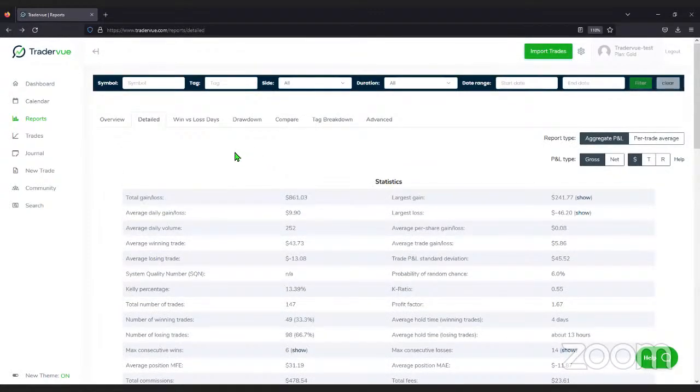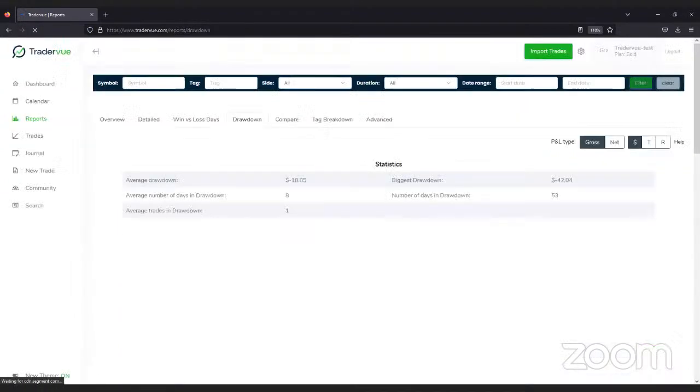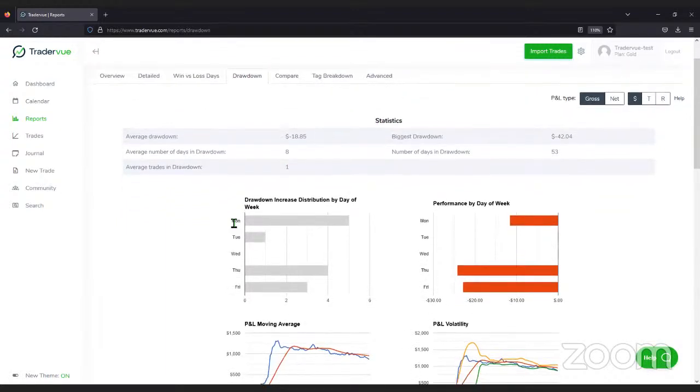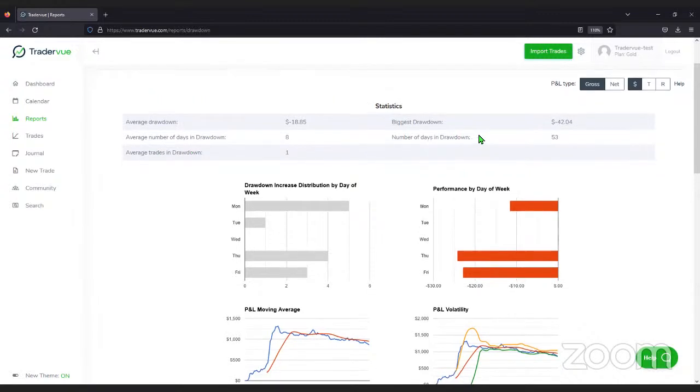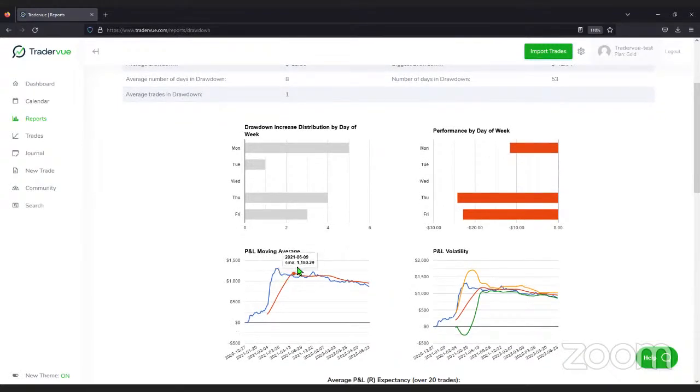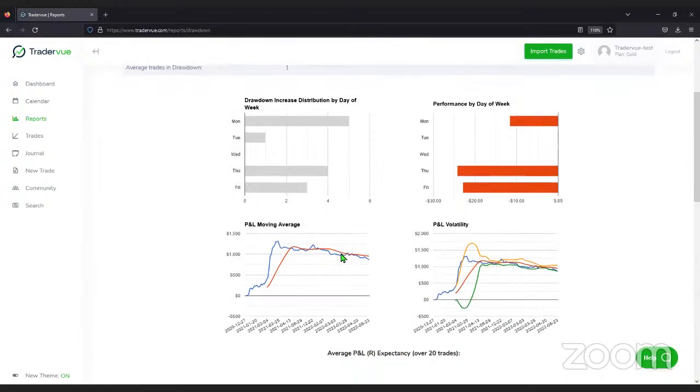So with that being said, let's move into the drawdown section. Due to time, I'm going to try to keep it short. The drawdown section is a section that we added recently. It tells you more information about your drawdown, such as average drawdown, average number of days in drawdown, average trades in drawdown, biggest drawdown, and number of days in drawdown. You can see your drawdowns like performance by day of the week. Of course, only drawdowns, so it's never going to be positive. And you can see a moving average based on your P&L moving on your curve, basically.